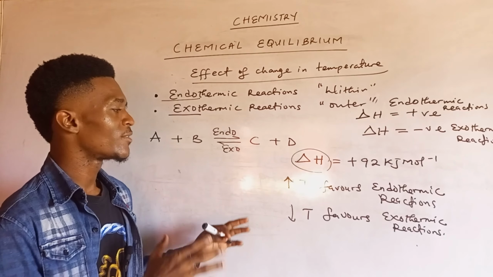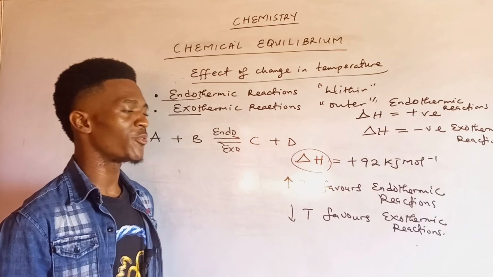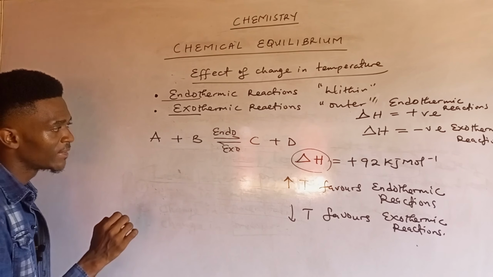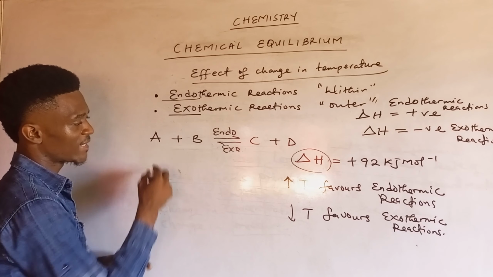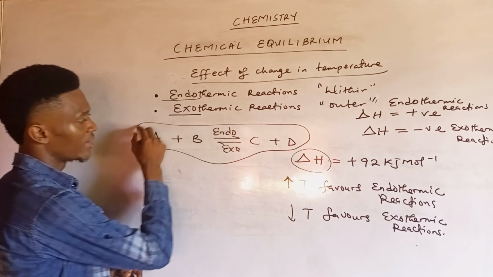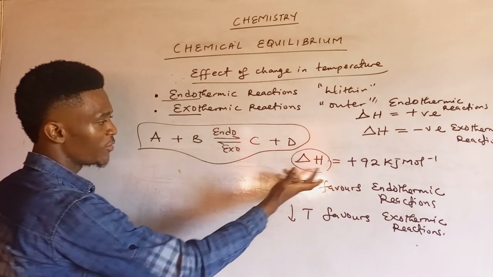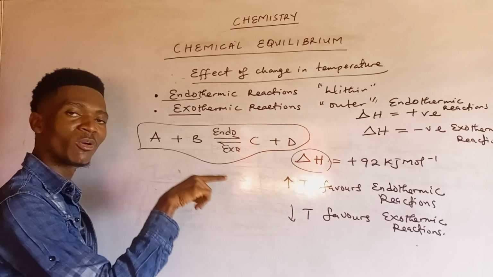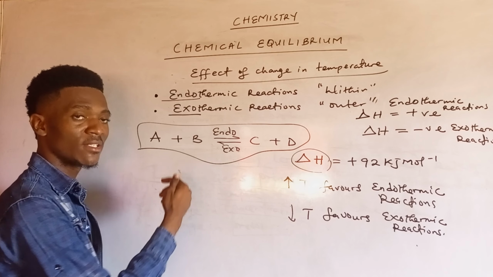When you say something is being favored, a part of a reaction is being favored. What does that mean? Look at this. Sometimes we already know, okay, let's take this as a case study, that our delta H value is given to be plus 92 kilojoules per mole. Now we know that our forward reaction is endo and backward is exo.